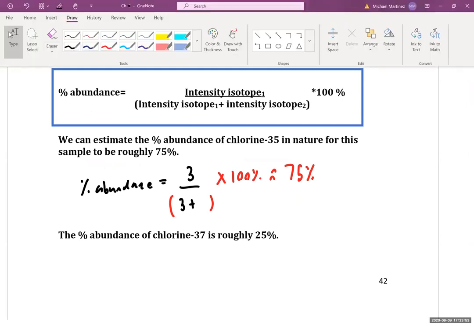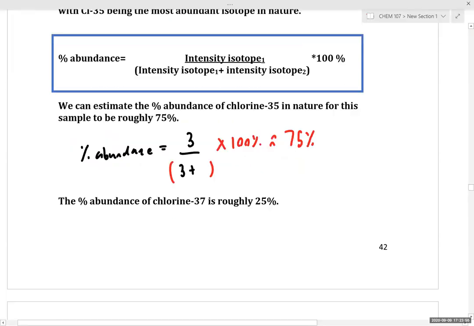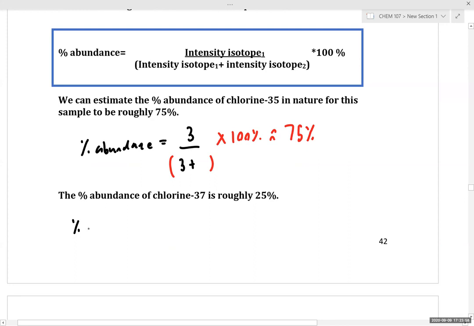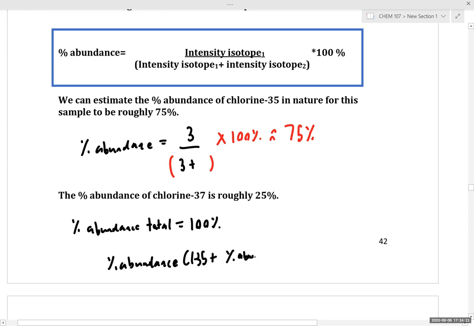So, as your classmate has alluded to quite observantly, the total percent abundance is equal to 100%. So if you add up the percent abundance of each of your isotopes, the percent abundance of chlorine 35 plus the percent abundance of chlorine 37, you will get 100%.